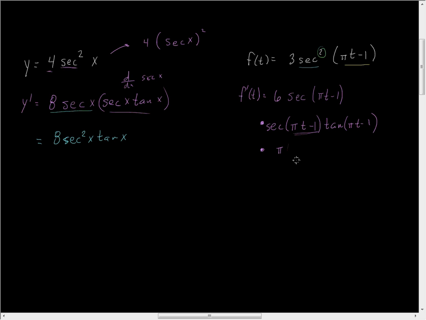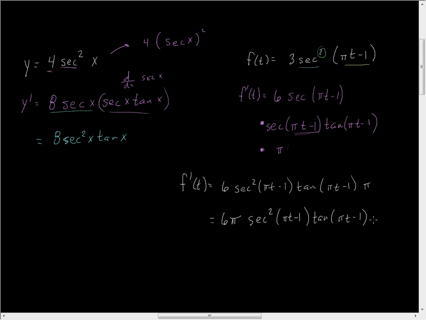Okay, so let's make sure that we haven't lost ourselves here. F prime of t is equal to 6 secant times secant tangent, which is 6 secant squared pi t minus 1 times tangent pi t minus 1 times pi. So just cleaning it up one more time, we have 6 pi secant squared pi t minus 1 tangent pi t minus 1.